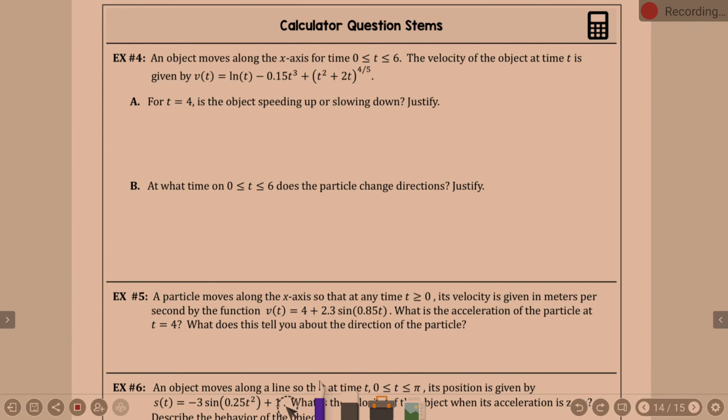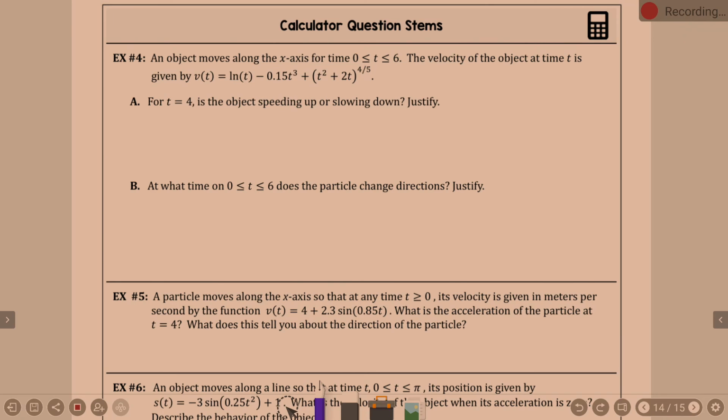Okay. An object moves along the x-axis from 0 to 6. The velocity of the object at time t is given by this fun equation, which is why we have the calculator allowed. For t equals 4, is the object speeding up or slowing down, and justify.